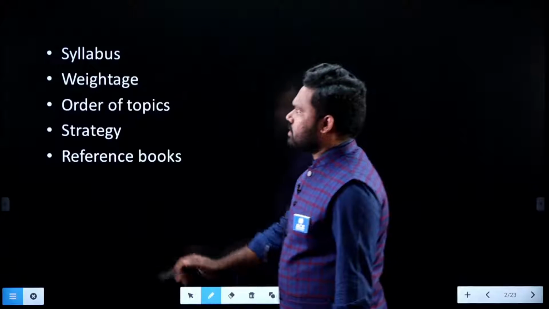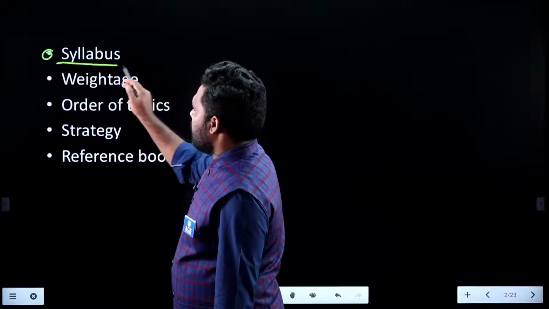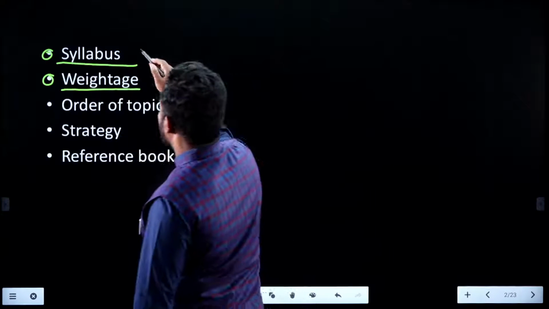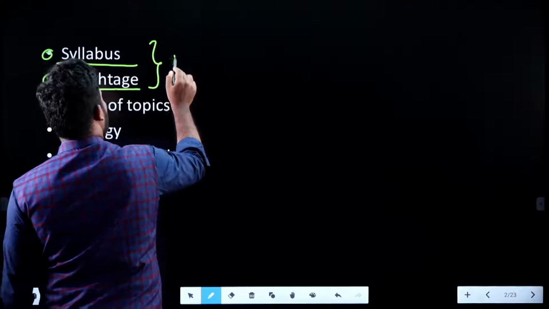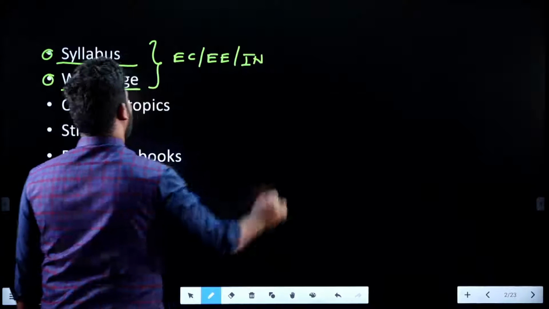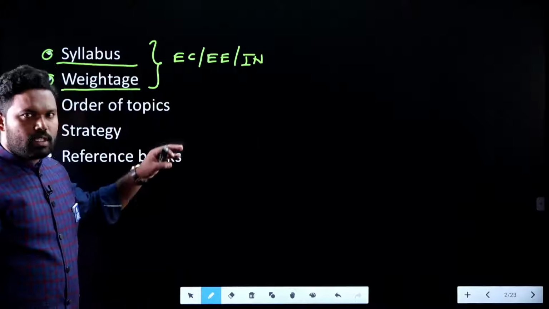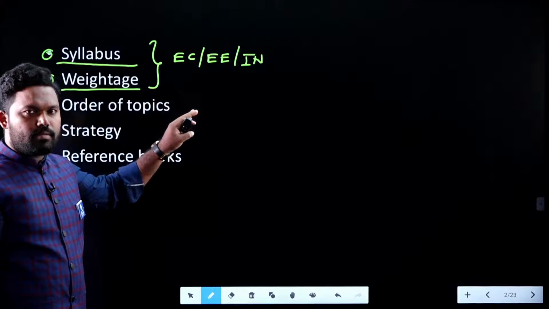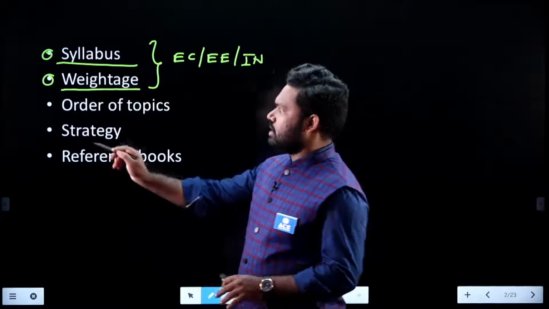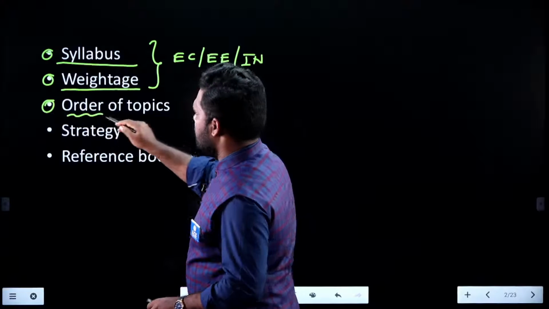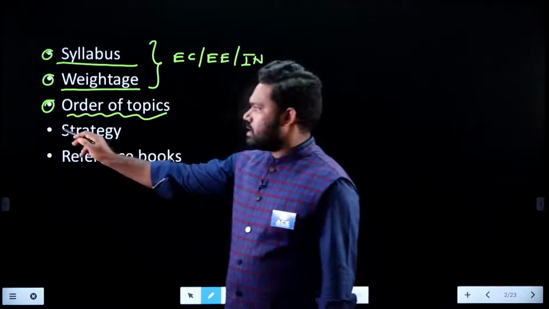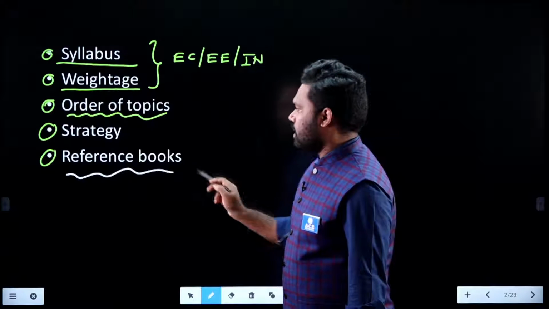First we're going to discuss the syllabus and then weightage for the three different branches: ECE, electrical, and instrumentation engineering students. We'll take the syllabus according to the IIT website, and then we're going to put them in order so that we'll understand what the syllabus is and the order in which you have to prepare. And then we're going to spend time on the preparation strategy, and finally we're going to focus on the reference books.